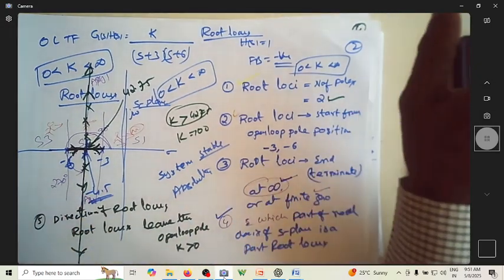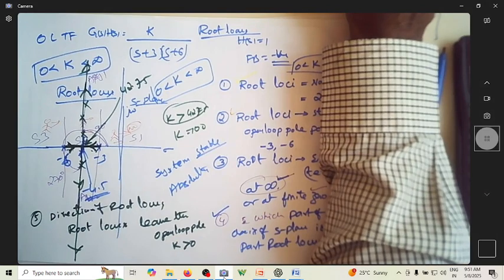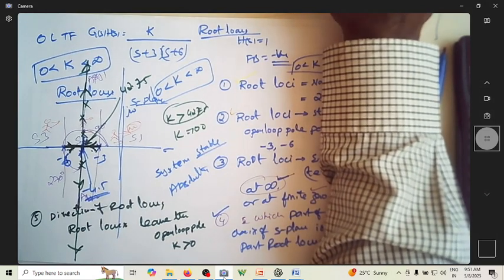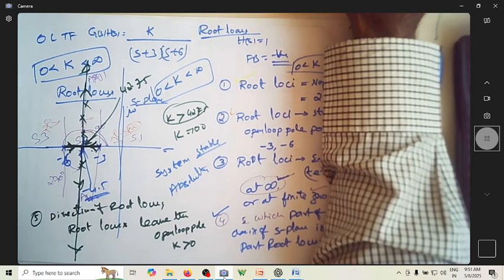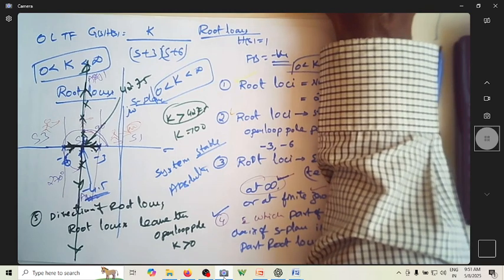This is what root locus is. So in the next video we'll do a slightly improvised root locus and then try to understand it.